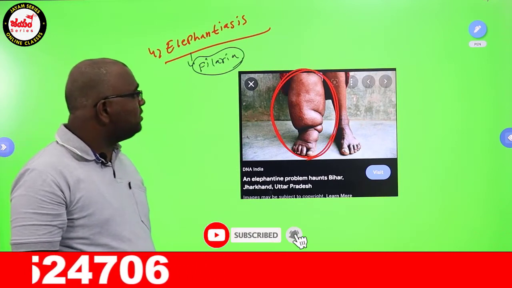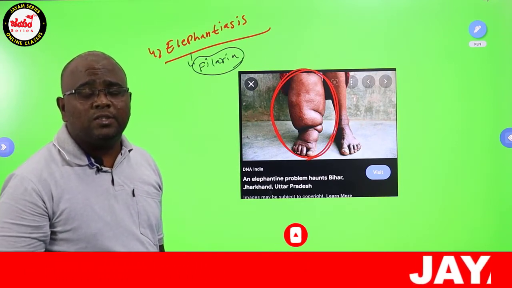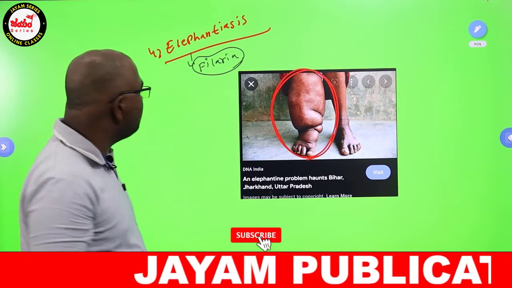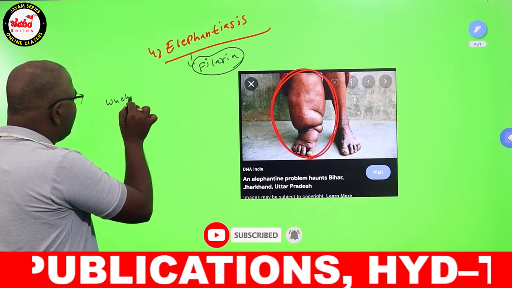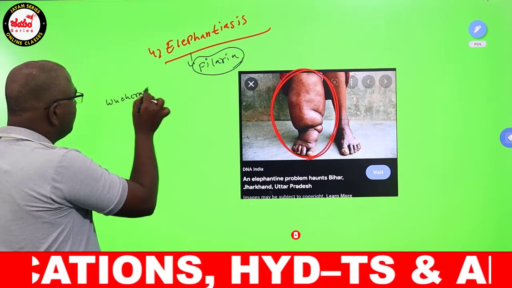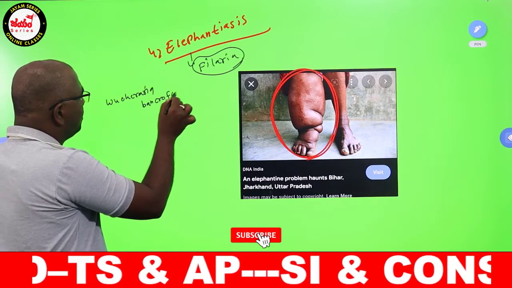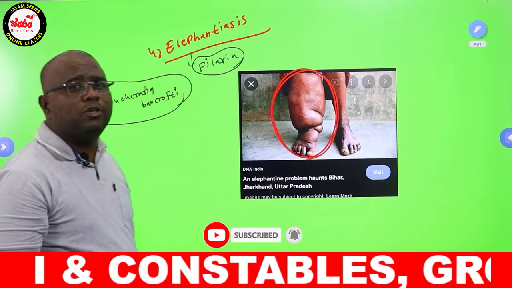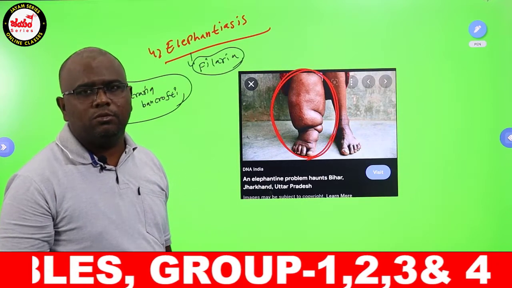Elephantiasis is caused by which protozoan? The name is Wuchereria bancrofti. This is an important protozoan disease, and the name is very important.